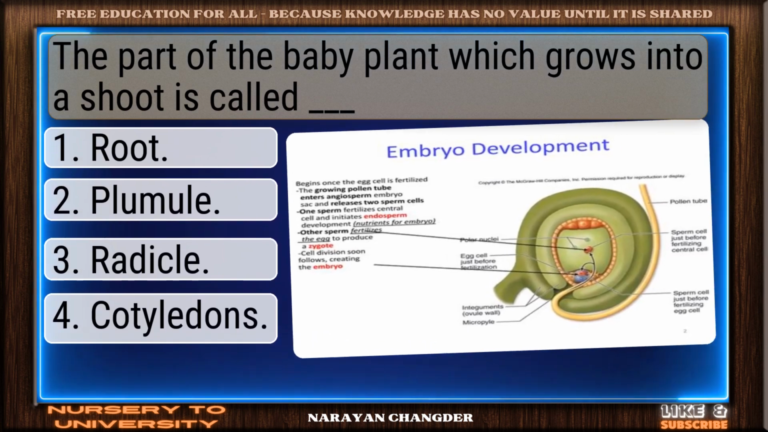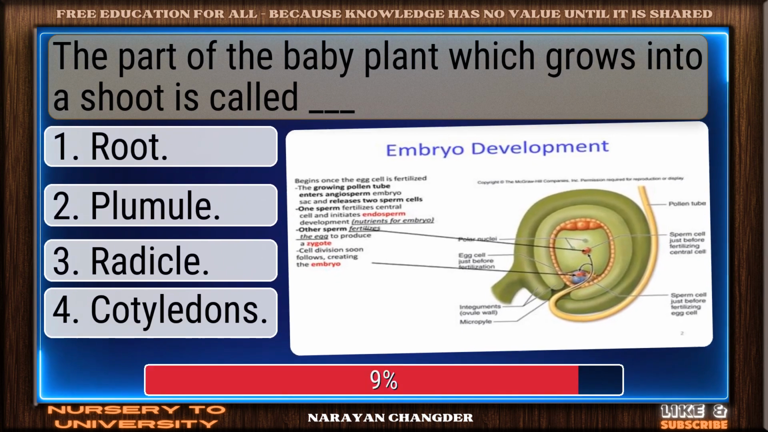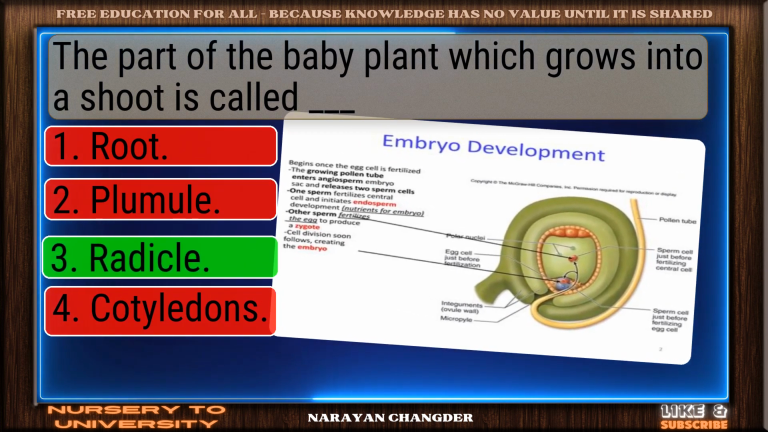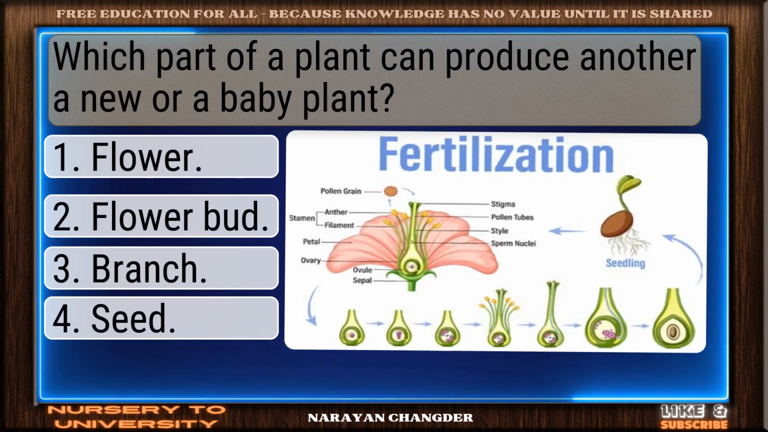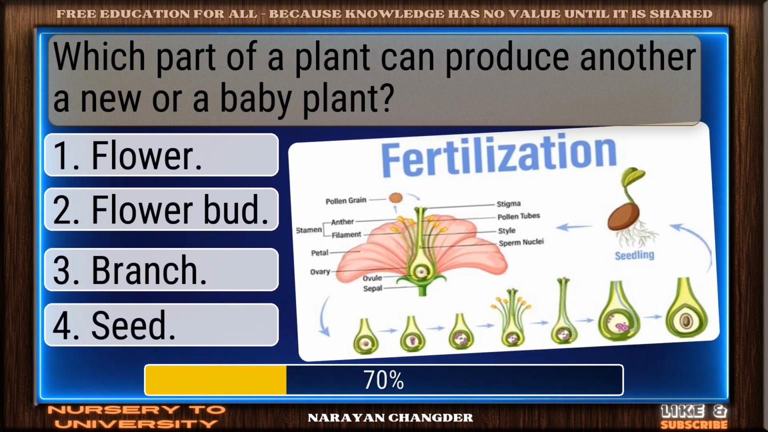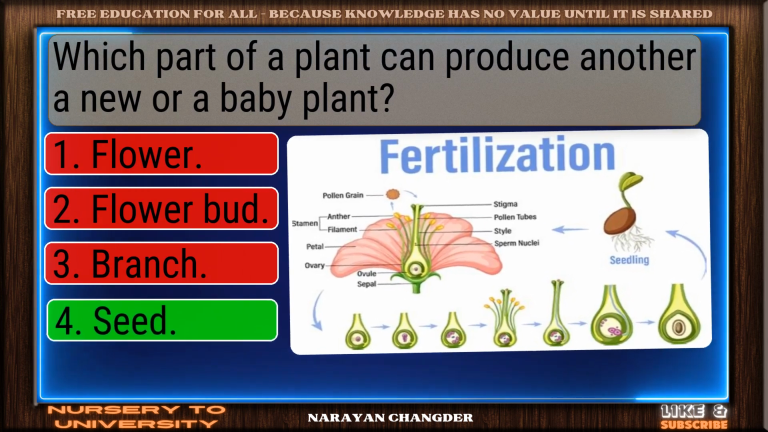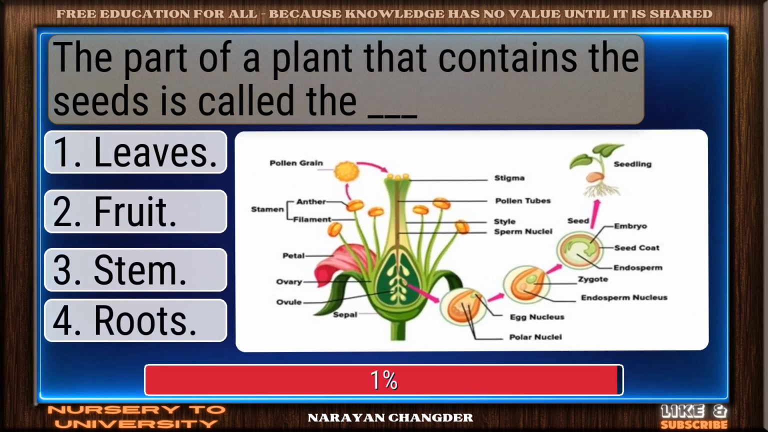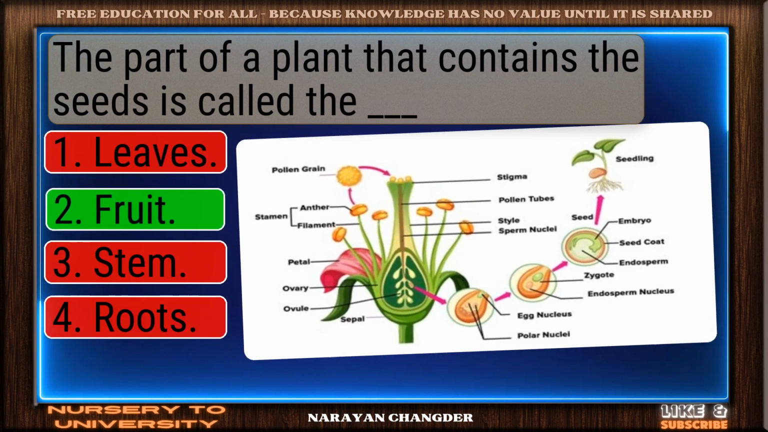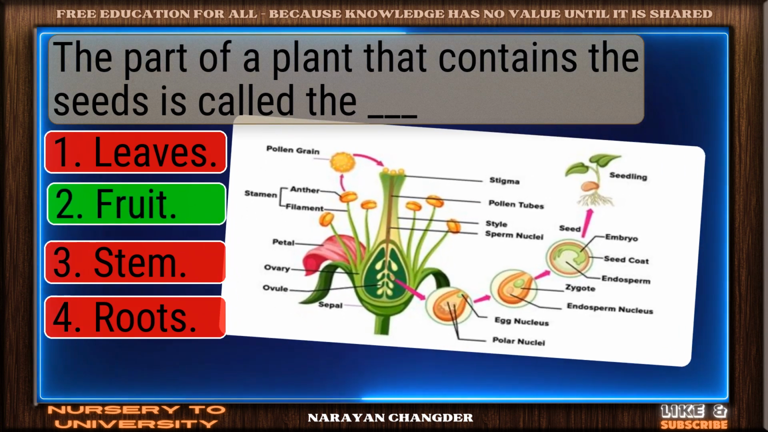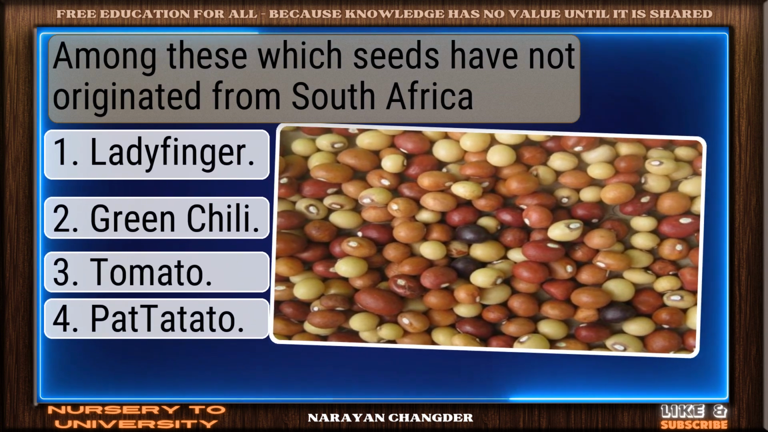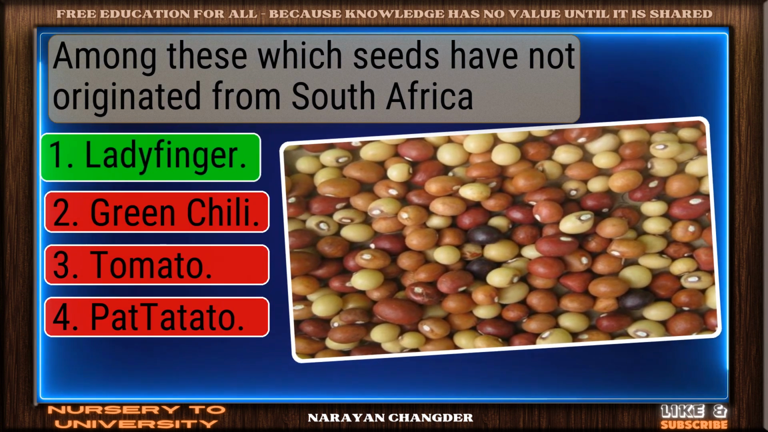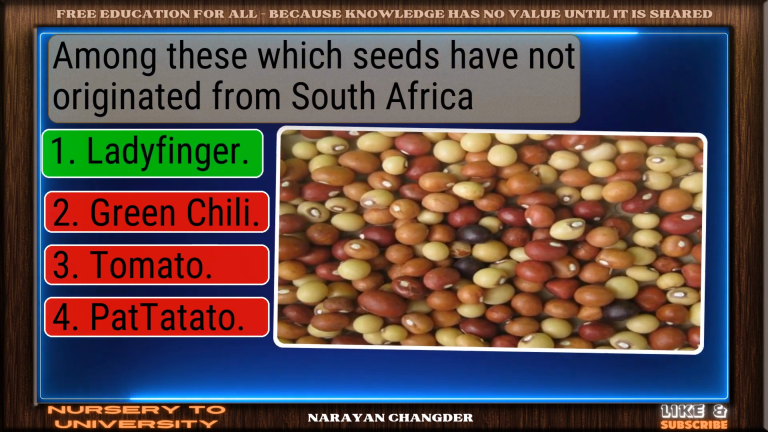The part of the baby plant which grows into a shoot is called dash. Right choice. Radicle is the best answer. Which part of a plant can produce a new or a baby plant? Nice work. You chose seed and it is correct. The part of a plant that contains the seeds is called the dash. Excellent choice. Fruit is the right answer. Among these, which seeds have not originated from South Africa? Smart move. Ladyfinger is an accurate answer.